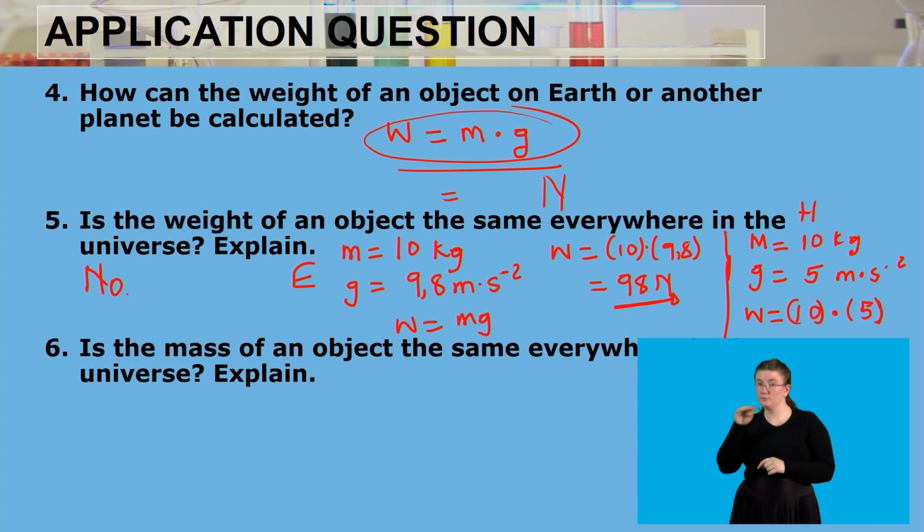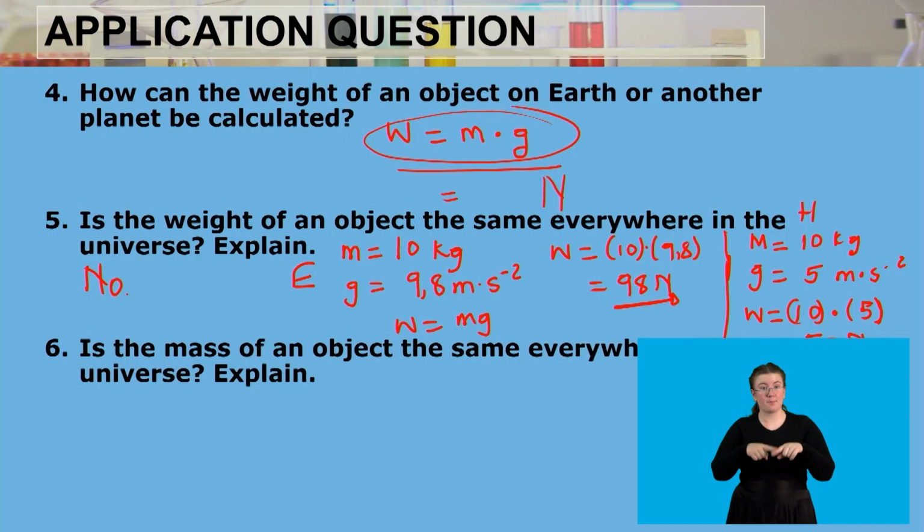This is your g. Which means the weight of this object on that hypothetical planet is going to be 50 newtons. So as you can see, the weight of this same object, same mass, same everything, on planet Earth has a weight of 9.8 newtons per kilogram times 10, which is 98 newtons, but on this different planet, it has a weight of 50 newtons. Therefore, the weight of an object is not the same anywhere in the universe. To answer the last part, it depends on gravity.